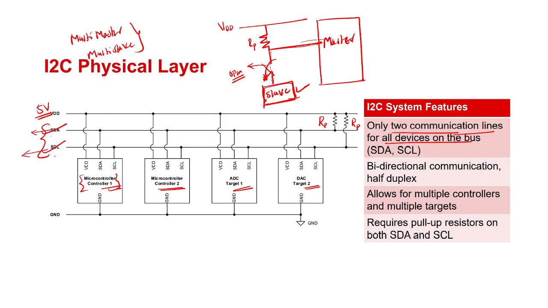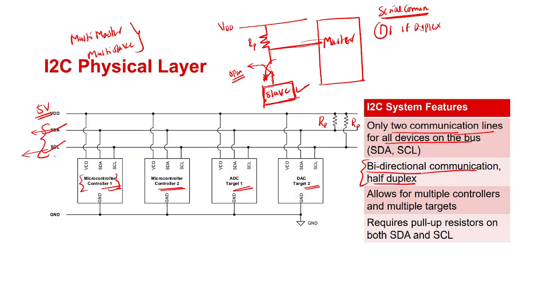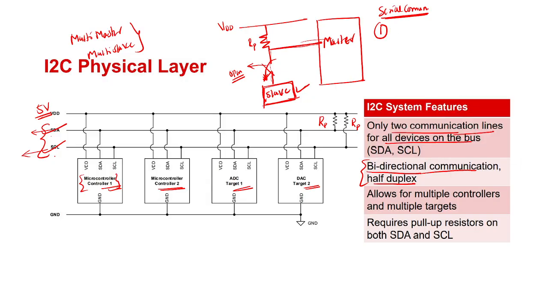And this is bidirectional communication, half duplex. If you consider serial communication protocols, there are three types. First one is simplex. Not half duplex, simplex communication. So simplex communication means what?